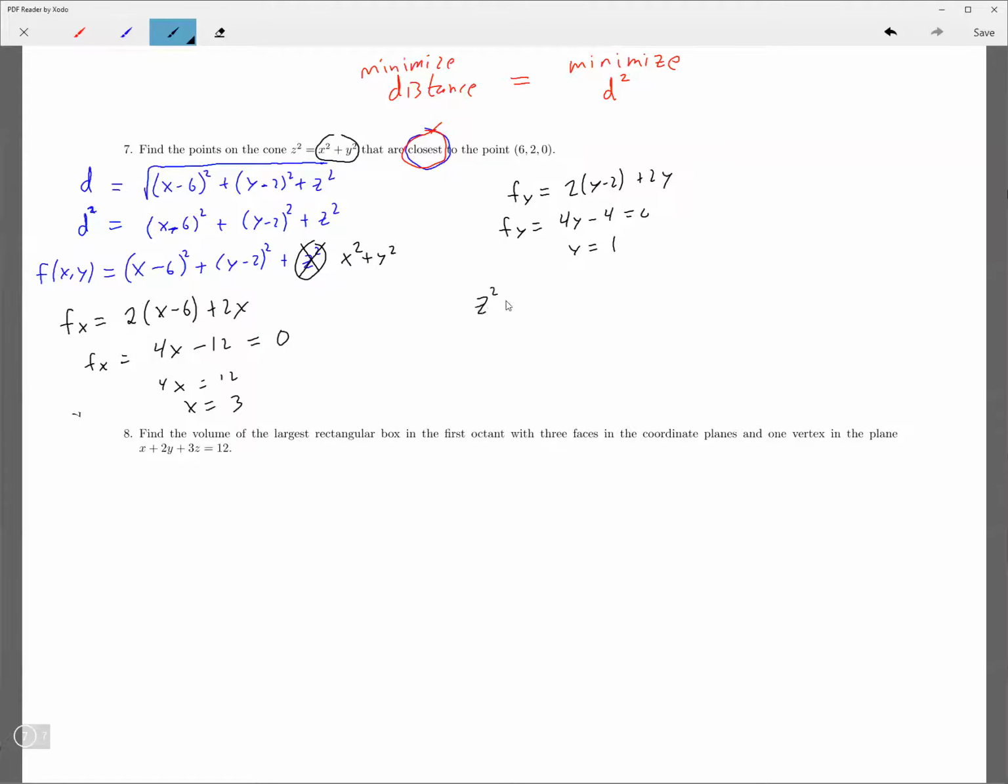Okay, so if z squared is x squared plus y squared, that means z squared is 3 squared plus 1 squared, which is going to be 10. So z is plus or minus the square root of 10. Okay, so the points then are going to be 3, 1, negative root 10, and 3, 1, positive root 10. Okay, let's see if that works.